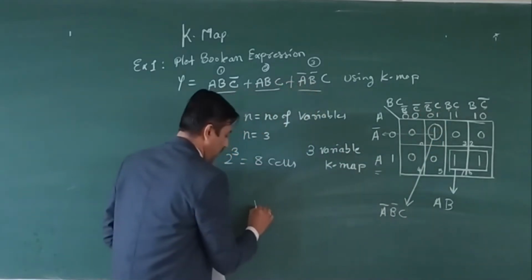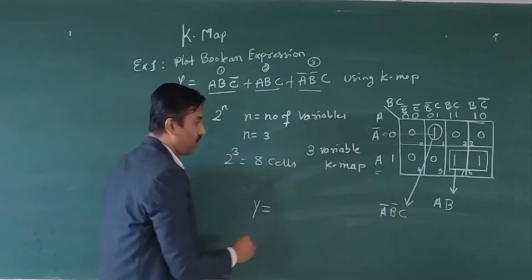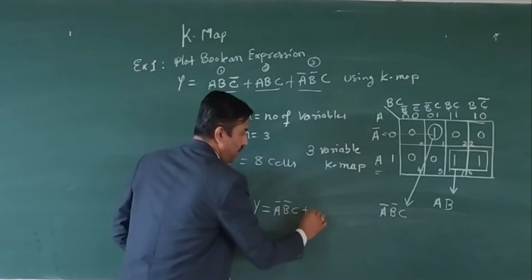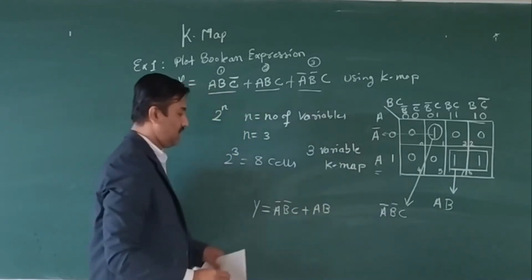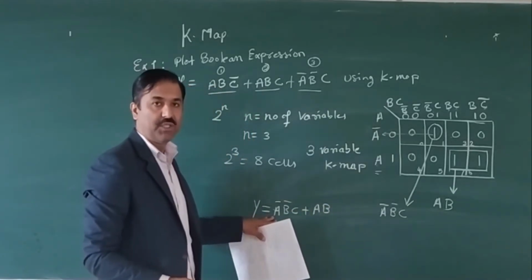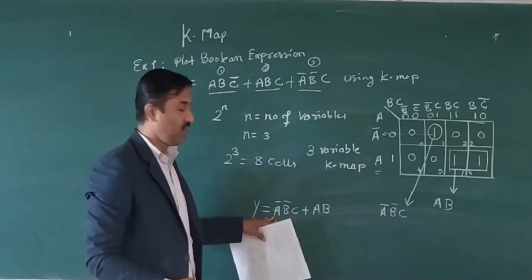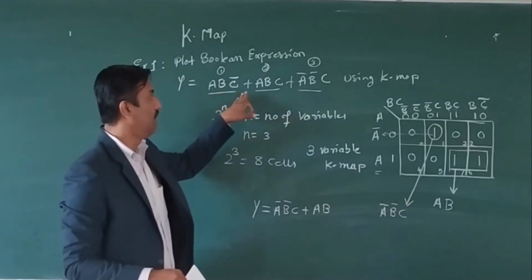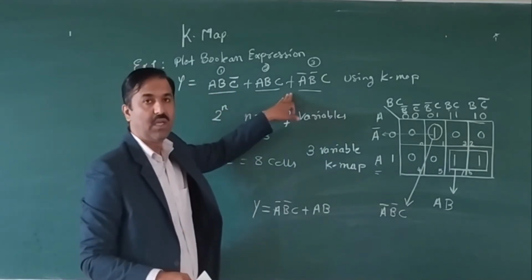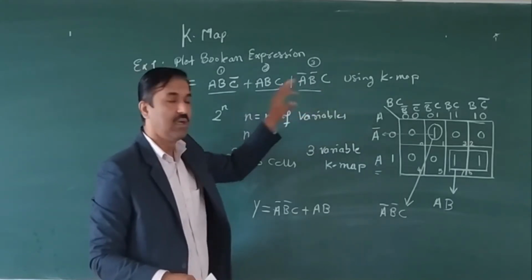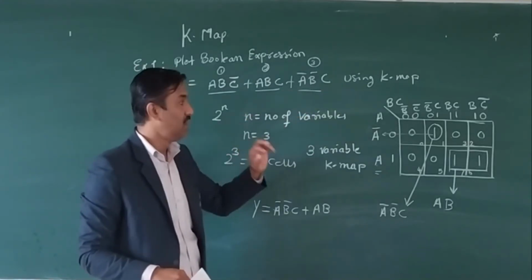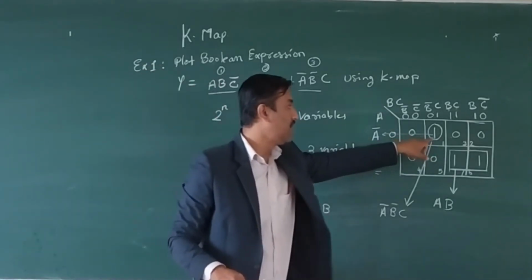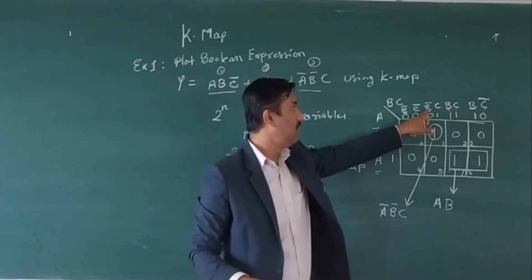So the final expression we are going to have is Y is equal to A bar, B bar, C plus AB. So this is the simplified expression in sum of product form for the given Boolean expression A, B, C bar plus ABC plus A bar, B bar, C using K-map. So here we got an isolated one, and for that isolated one, you could see I have taken it as A bar, B bar, C.